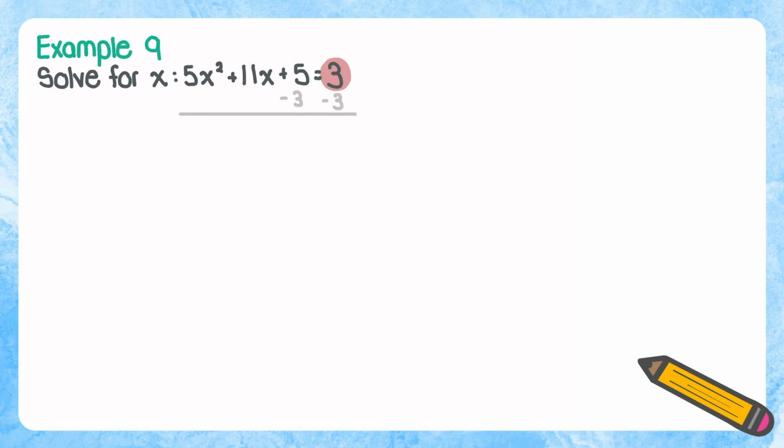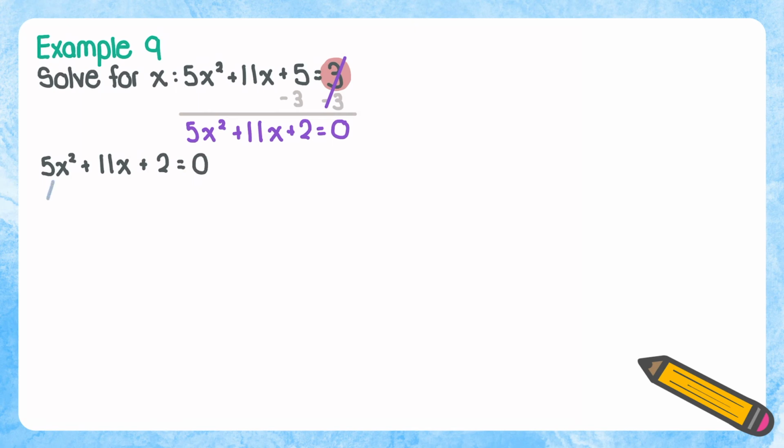Again, since we can only combine like terms, the 5x squared plus 11x just comes down. 5 minus 3 equals positive 2. So on the left side, I have 5x squared plus 11x plus 2. And the right side cancels out and we get a 0. So now we can start factoring. So let me rewrite it. We have 5x squared plus 11x plus 2 equals 0.